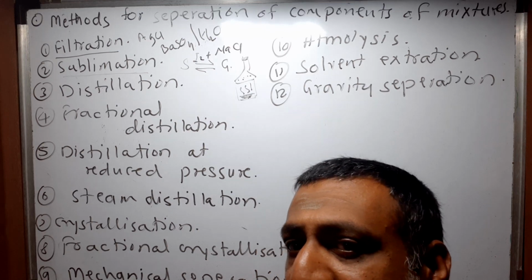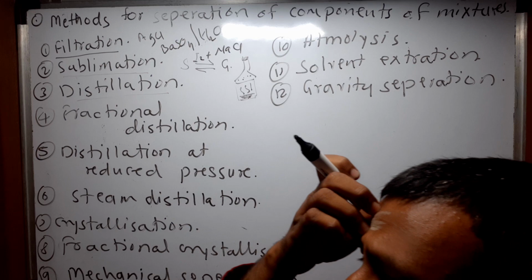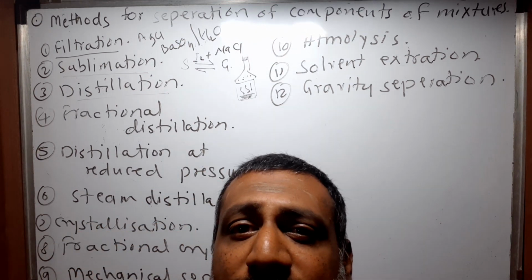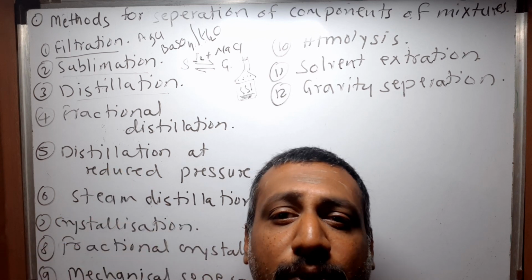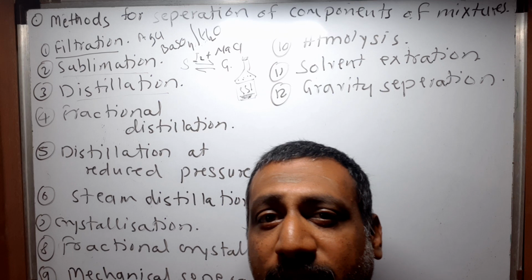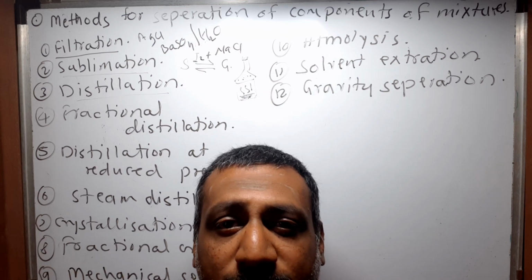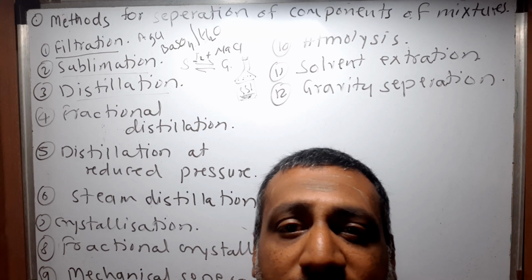Now the next one is distillation. Distillation is the method of separation of liquids, in which suppose we want a pure liquid and a certain impurity is present in the liquid, and the difference between the boiling point of the impurity and the boiling point of the liquid which is to be obtained should be greater than 25 degrees Celsius.